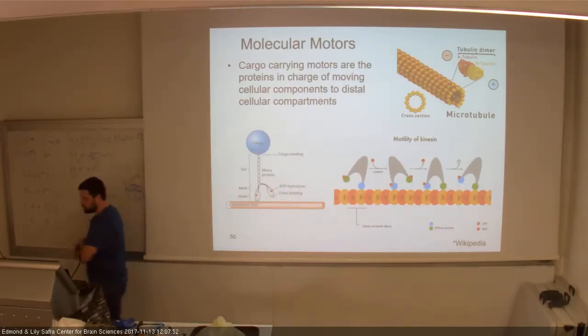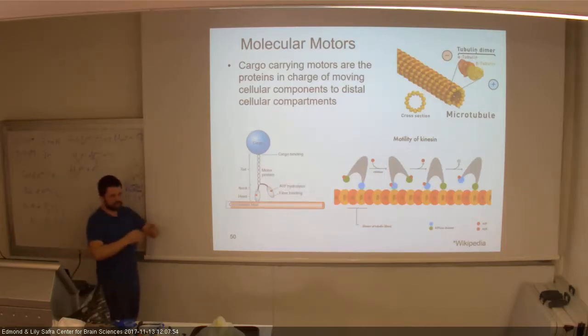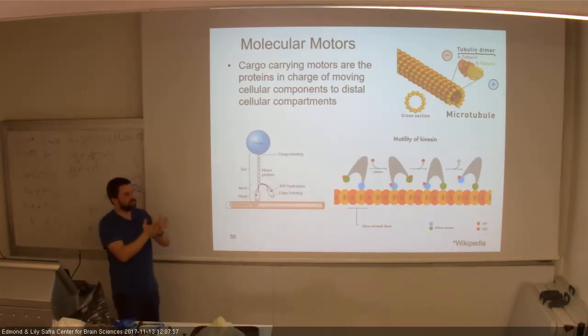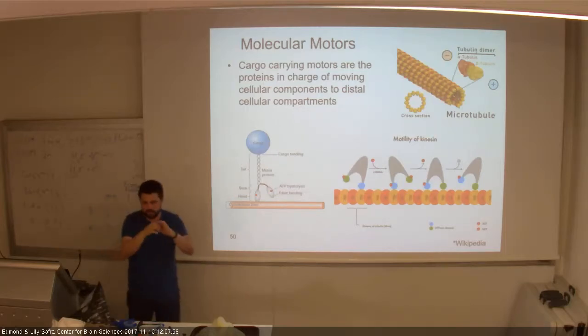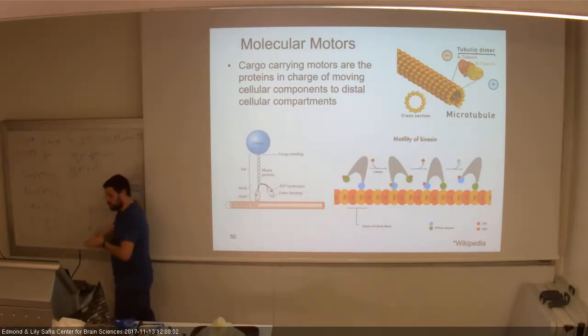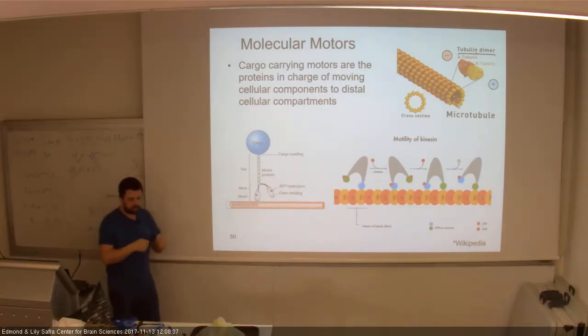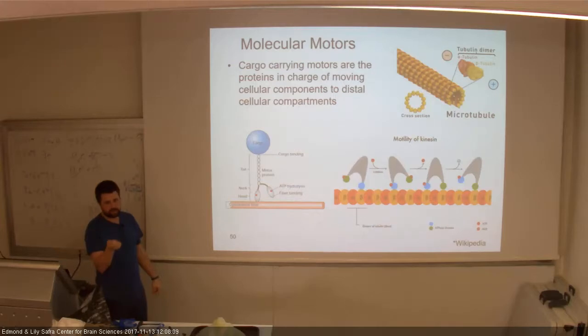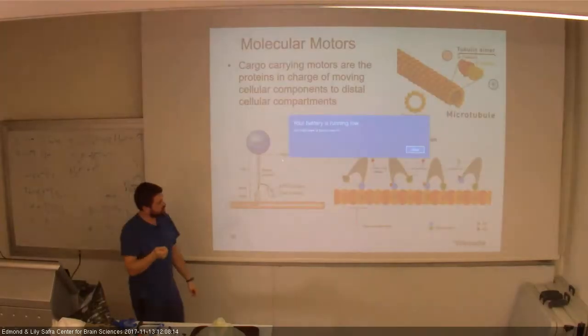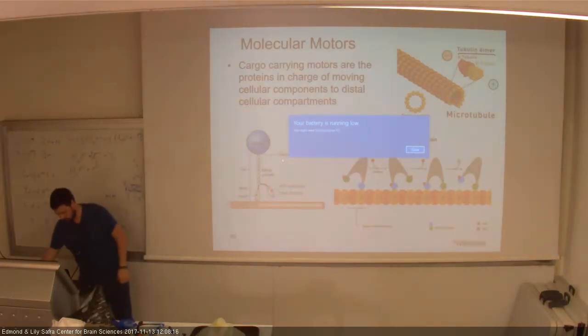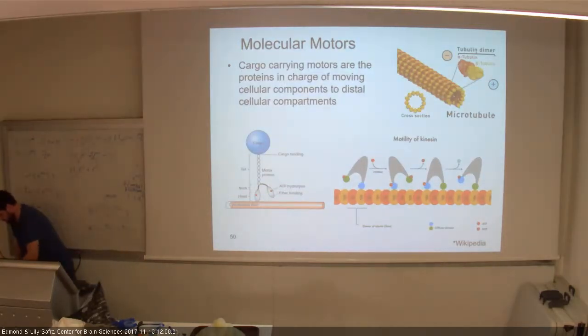When you think about a cell, the typical cell is this round spherical thing. Although most cells really look like that, they actually have different compartments that specify different functions. And you can see the highways of the cells. The highways of the cells are macromolecular structures called microtubules.